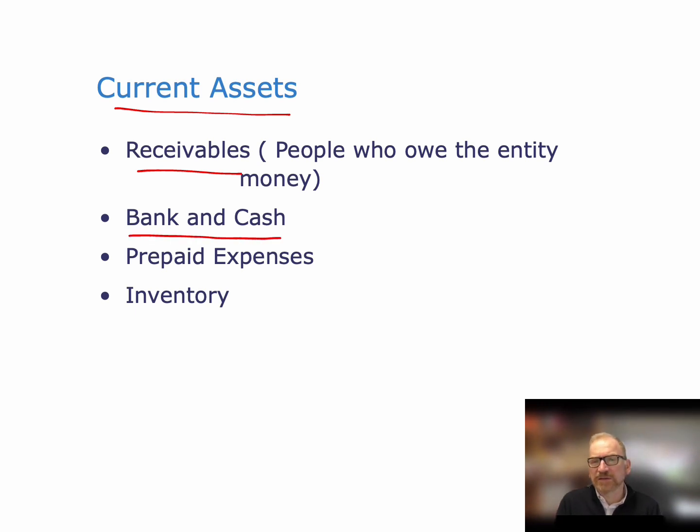Bank and cash, well, that is the amount of money that we have in our bank accounts or on short-term deposit. Prepaid expenses, these are things where we have made a payment for some service that hasn't been provided to us yet. So we may have paid for things like insurance in advance, but we haven't actually used up all of that service yet, and that's a prepayment. And then the last big one for current assets is inventory. This is stock. This is the amount of items that we have in a warehouse or wherever that we expect to sell in the future.